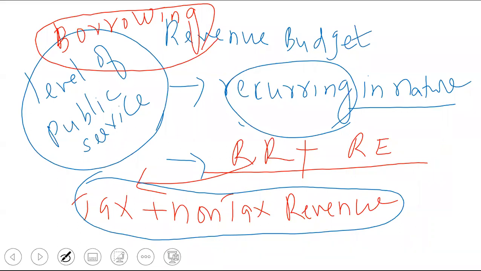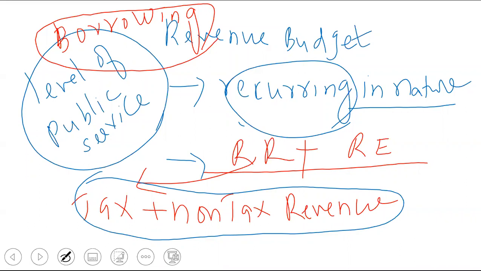You will not remember even one example of non-tax. We have taught you special assessment, fine, fees. Non-tax revenue consists of fees, fines, special assessment, gifts. All these things come under non-tax revenue.